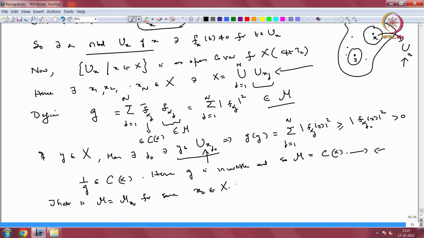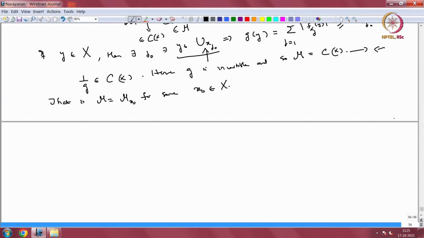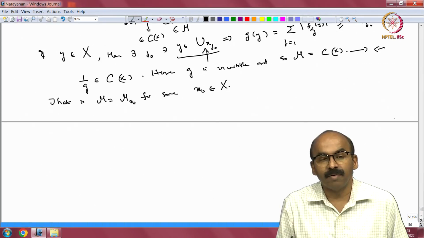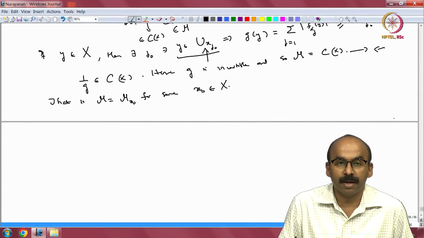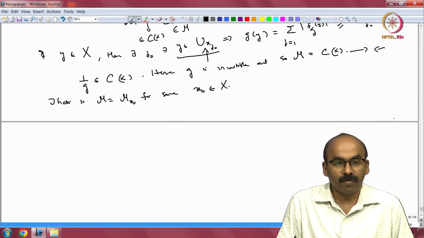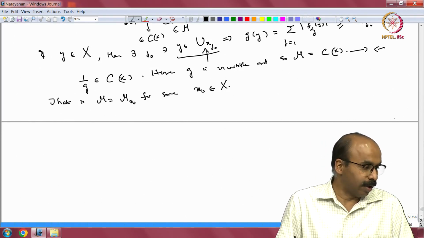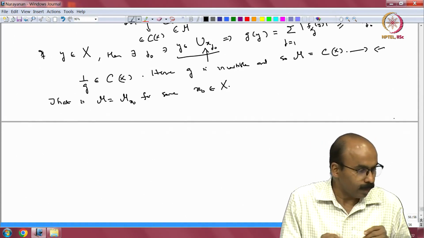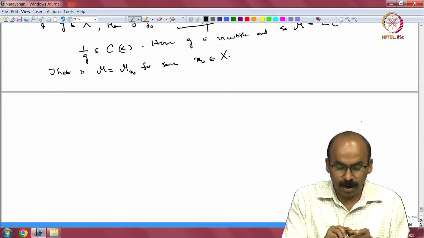So the maximal ideals are precisely those functions vanishing at some point, which is the same as saying all multiplicative linear functionals are point evaluation at a certain point. If I take a multiplicative linear functional on C of X, then it is just f going to f of x naught for some point x naught. So that takes care of C of X.